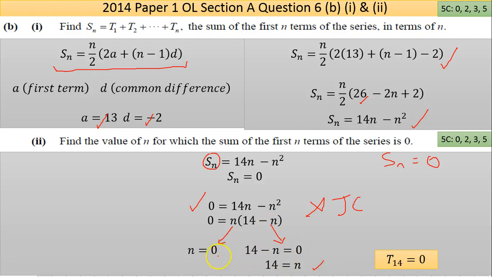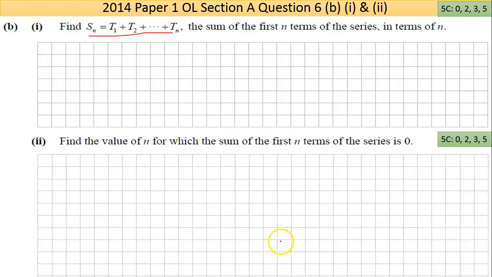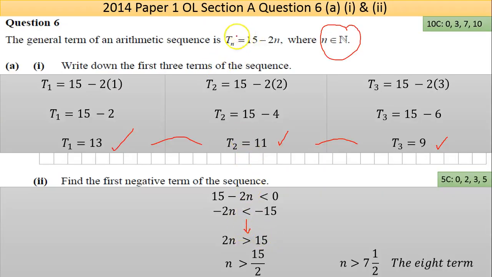Now, there is no such thing as a 0 term, so you ignore that and focus on your positive n term, and that's the 14th term. If I calculated T of 14, I'd get 0, if I use that 14 in the formula back here.